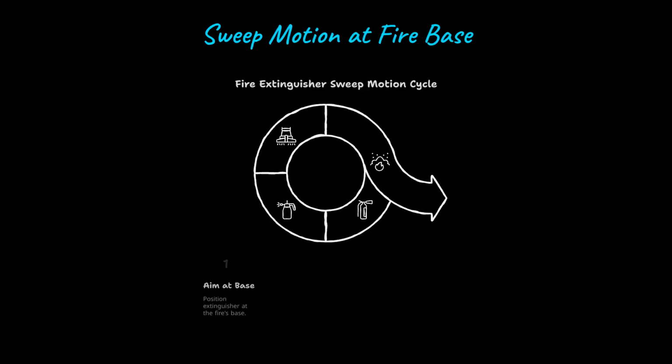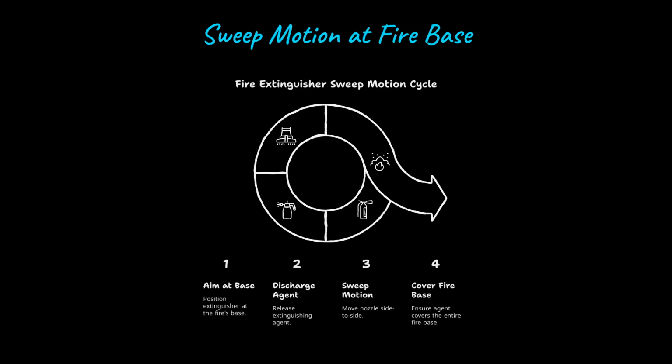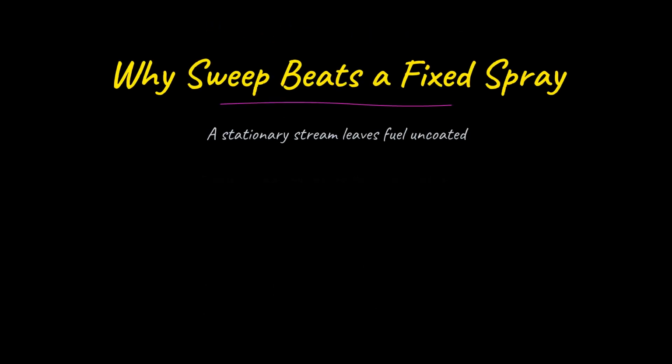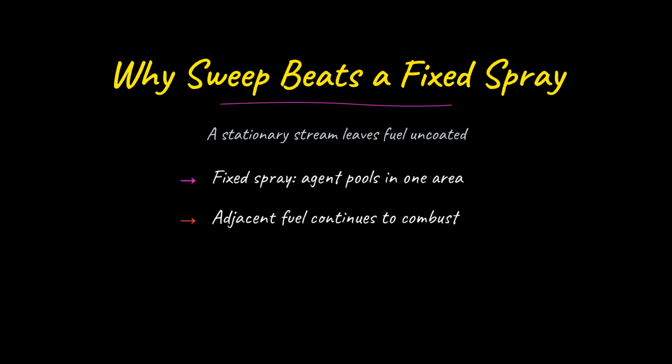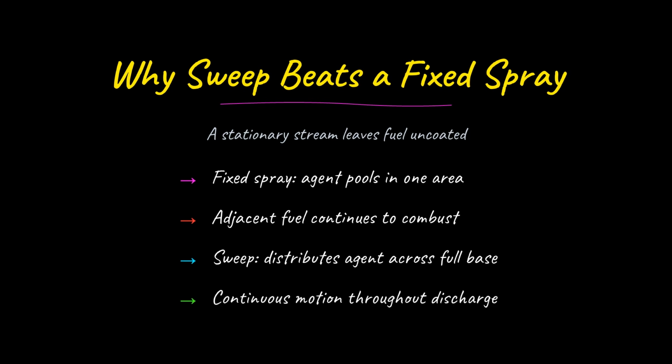The sweep is a motion, not a fixed position. By moving the nozzle from left to right and back again while maintaining discharge, the agent progressively coats the entire fire base rather than concentrating in one spot while adjacent fuel keeps burning. A stationary squeeze concentrates the agent in one area while adjacent burning material continues to combust. The sweep solves this by distributing the agent across the full base throughout the entire discharge, maximizing coverage within the extinguisher's limited capacity.